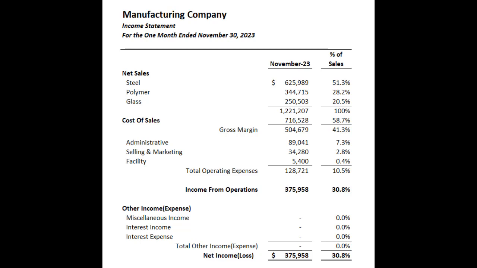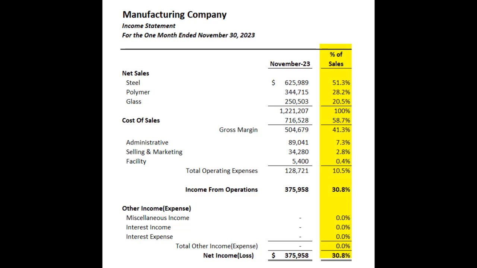Now, we just recently went over the cost of goods sold and how that affects your overall income statement, how it affects your break-even, your gross margin. But the general administrative expenses, which are your admin expenses, your selling expenses, and your facility expenses, these expenses actually will dictate what your break-even should be in a percentage. So as you can see, we've gone through and done a calculation of a manufacturing company, and we've done a calculation of all the major categories as a percent of sales.